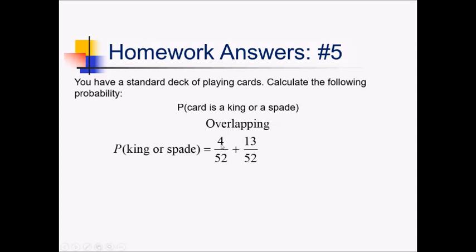And we've got all the kings, we've got all the spades, but some of the kings are spades. We have overlap, so we have to subtract that. There's actually only one king that's a spade, the king of spades. So that's just 1 out of 52 that we have to subtract. So then we have 4 plus 13, which is 17. Minus 1 is 16, so that's 16/52. And we can reduce this by 4 to get 4/13.